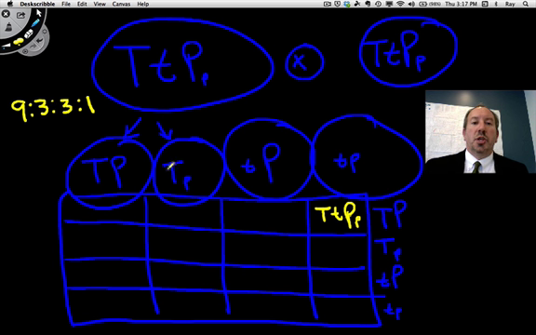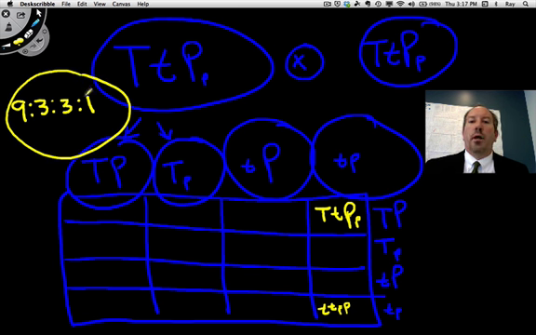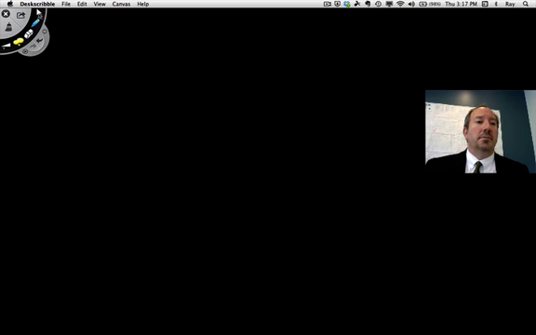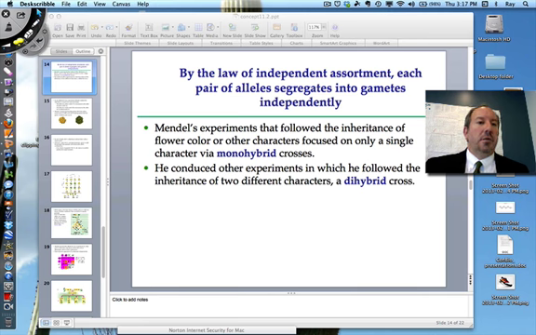9 is tall and purple, meaning like the dominant. The 3 is dominant recessive, meaning tall but yet white. The other 3 is the recessive yet dominant, in other words, the short and purple. And the 1 would be short and white. That would be down here if you're looking at this, short and white. And so this 9-3-3-1 phenotypic ratio in a dihybrid cross kept popping up in Gregor's experiments. And you're like, well, big deal.